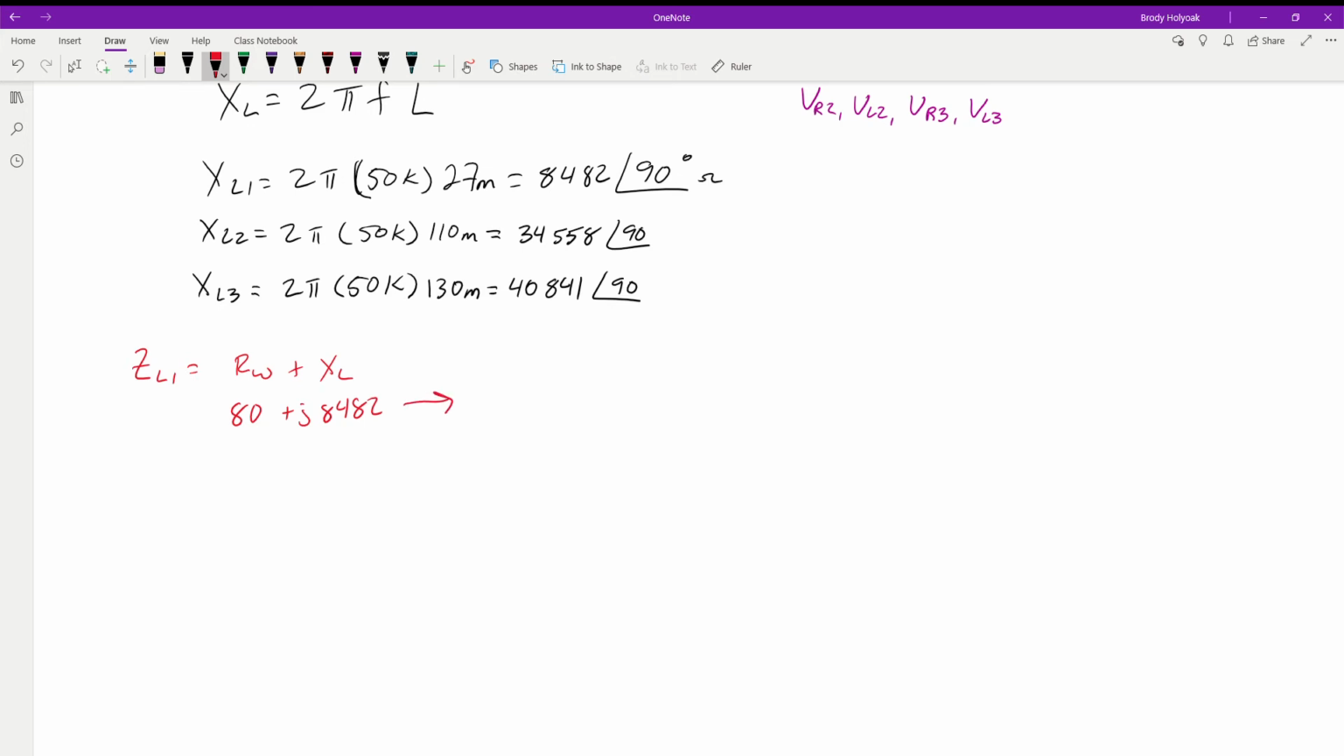We're going to convert that into polar. That turns into 8482 at an angle of 89.46. Now, if you do look at these, one thing to take note of is that this 80 ohms is negligible against this thing. The only thing it's doing is changing the phase angle very slightly. Honestly, we probably would never see this kind of shift on a scope unless we zoomed in really, really far. But because we're trying to be as accurate as we can, we want to take it into account.